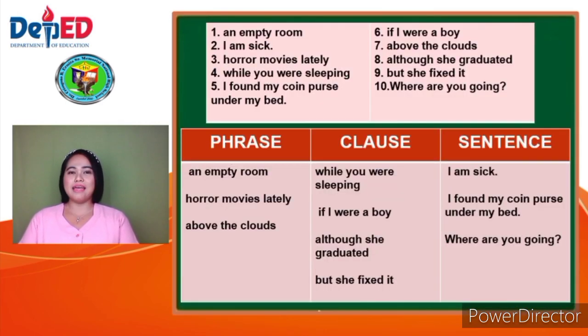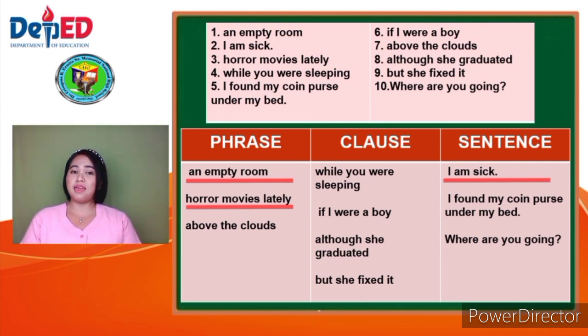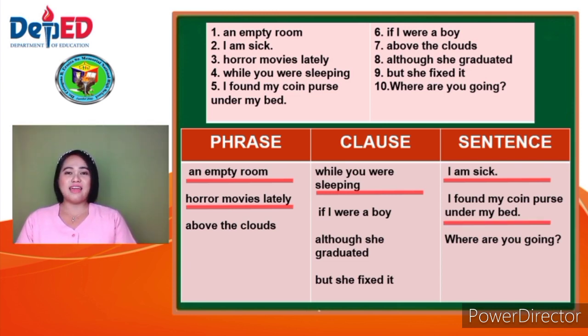Number 1. An empty room. It is a phrase. Very good. Number 2. I am sick. It is a sentence. Good job. Number 3. Horror movies lately. It is a phrase. Good job. Number 4. While you were sleeping is a clause. Good. Number 5. I found my coin purse under my bed. It is a sentence. Good job.